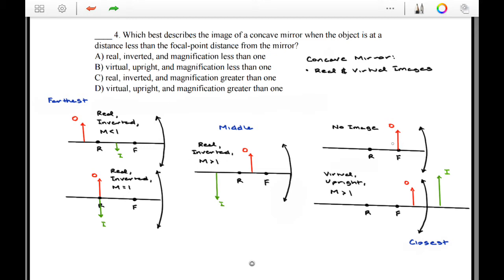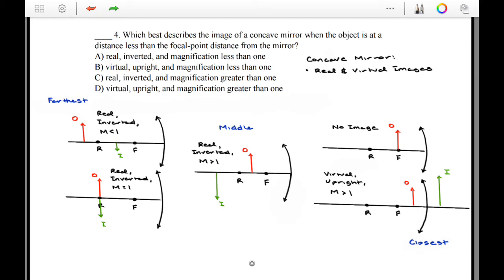And then this is an exception that you have to know, that no image is produced when the object is at the focal distance, but then it ends up being larger than 1. So if you recognize that as the object gets closer to the mirror, the magnification is going to increase, that'll help you memorize that it's less than 1 for past the radius of curvature, equal to 1 at the radius of curvature, etc.